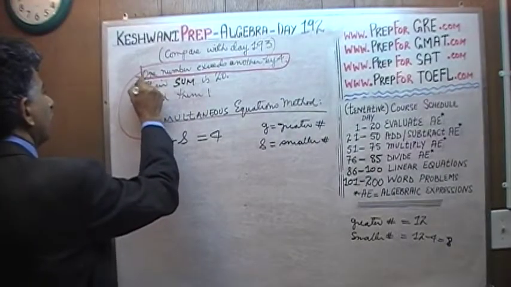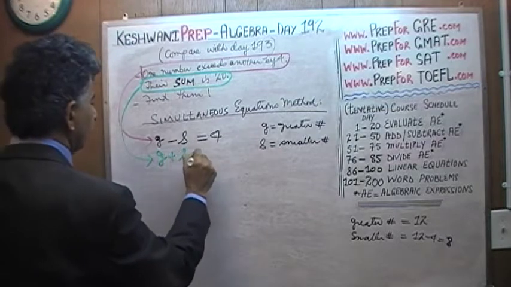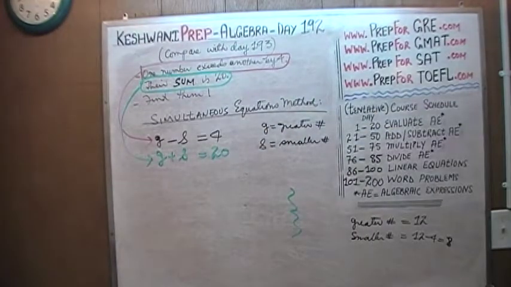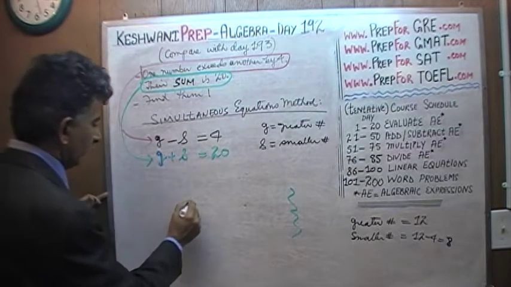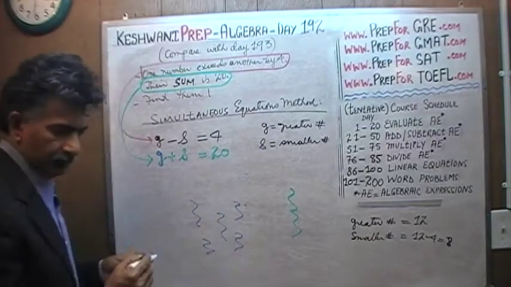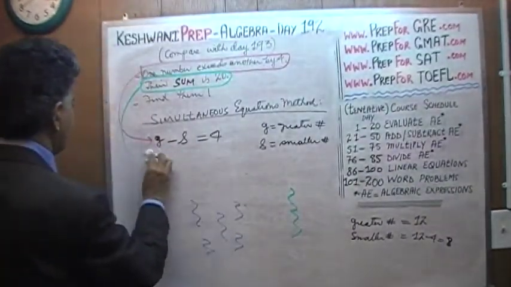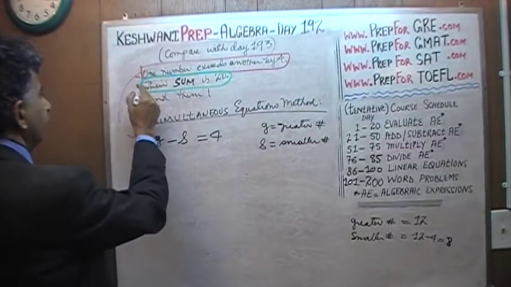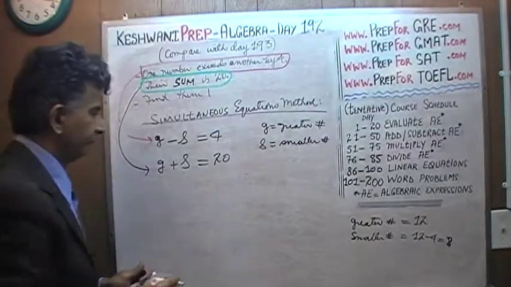Their sum is 20. G plus S equals 20. This marker is no good. Let's get rid of it. So their sum equals 20. Let me rewrite this thing here. Their sum equals 20. I should stick with my black marker. Keep life simple. Their sum equals 20. That's it. These are our two equations.